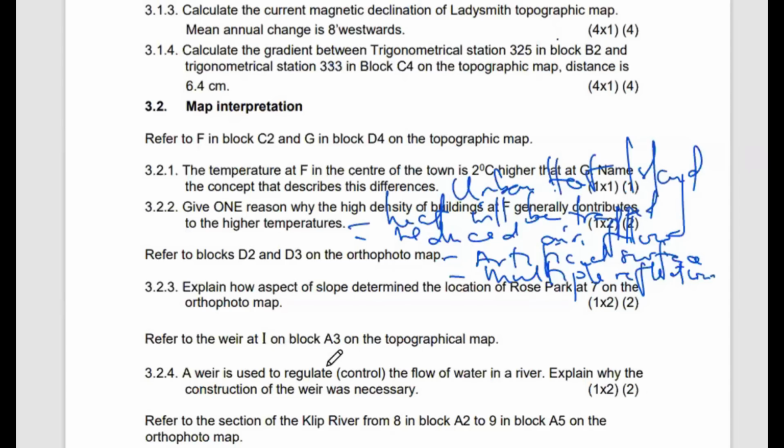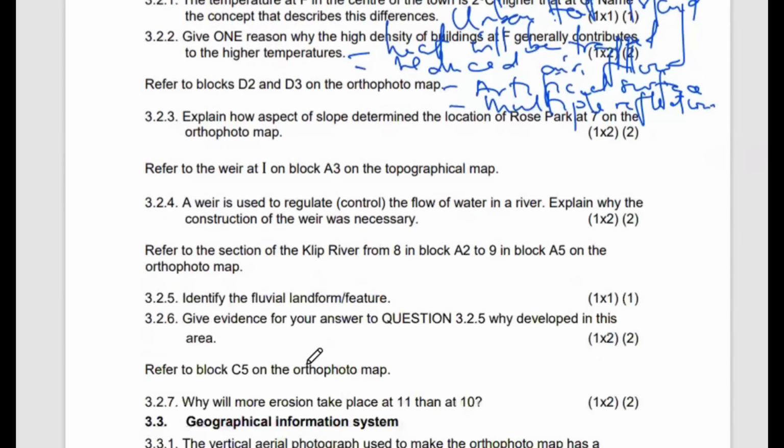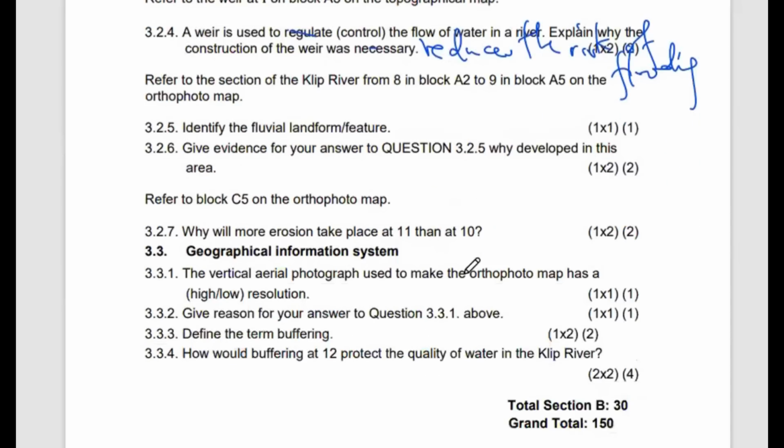Right, number 324. A weir is used to regulate or control the flow of water in a river. Explain why the construction of a weir was necessary. Right, a weir is actually necessary because it reduces the risk of flooding downstream. If you have a weir, it controls the amount of water and ultimately reduces the risk of flooding downstream.